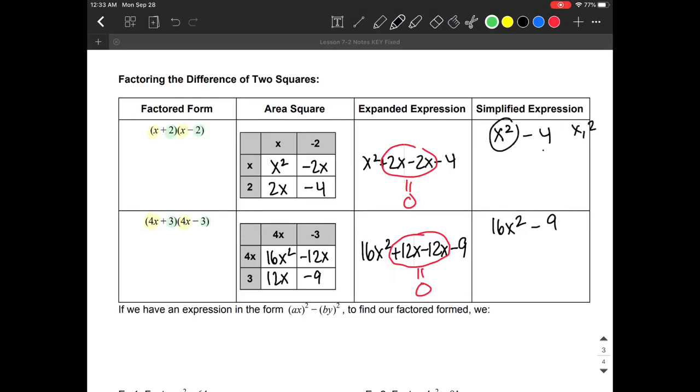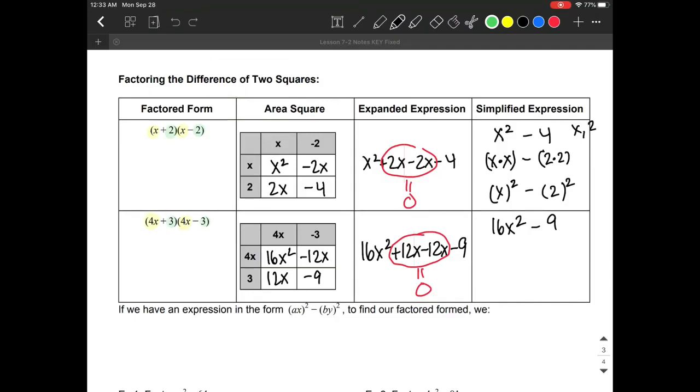If I break down the first term, it breaks down into x times x, or x times itself. If I break down the second term, it breaks down into 2 times itself, 2 times 2. And I have the difference of that. So I really have the difference of x to the second power minus 2 to the second power, or the difference between x squared and 2 squared. The difference of two squares. Interesting.